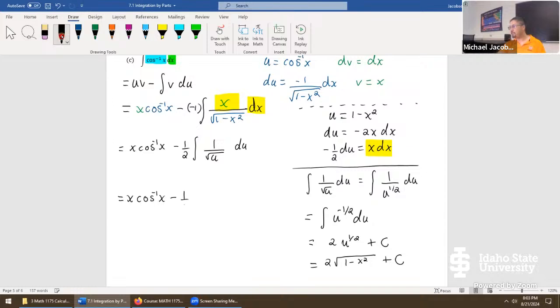I'm going to put in a negative 1/2. And I'm going to do something that looks like I am violating an algebraic rule. So let me know if you catch it.